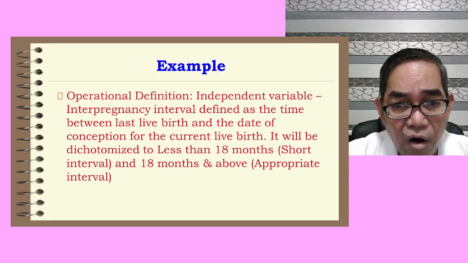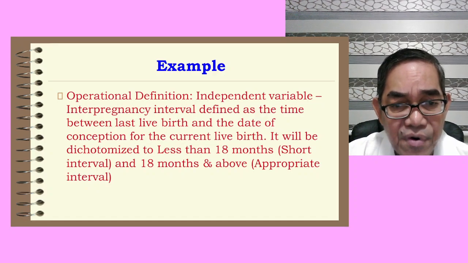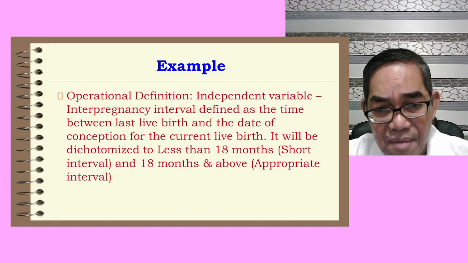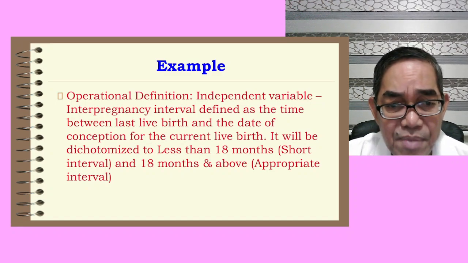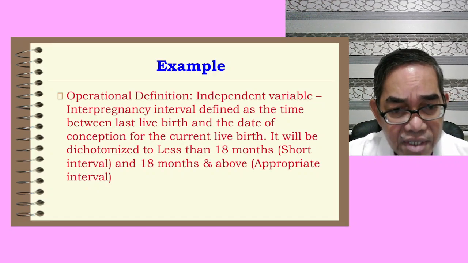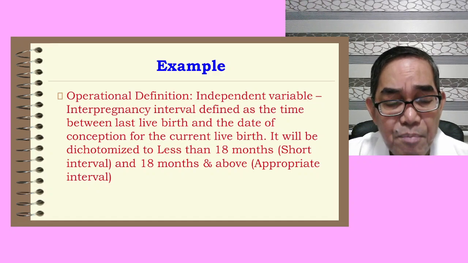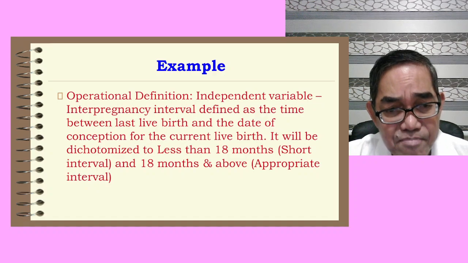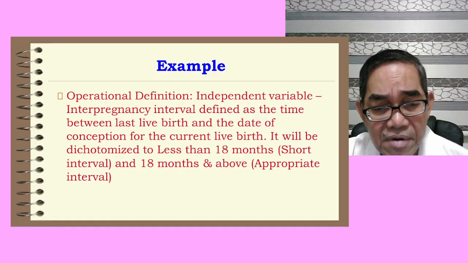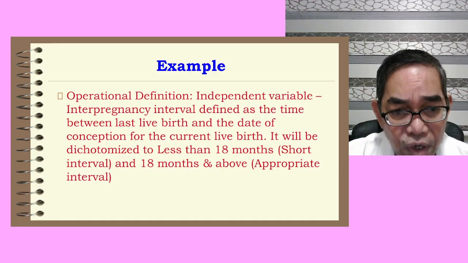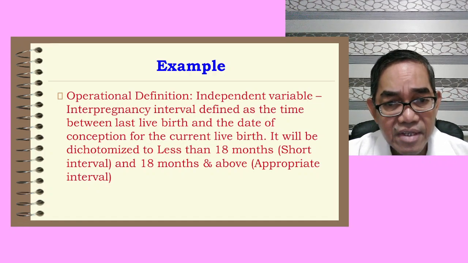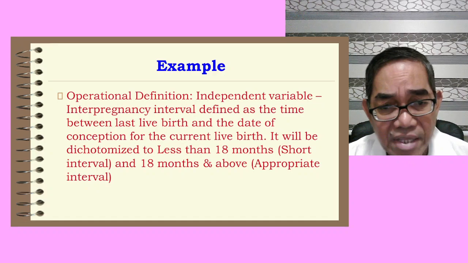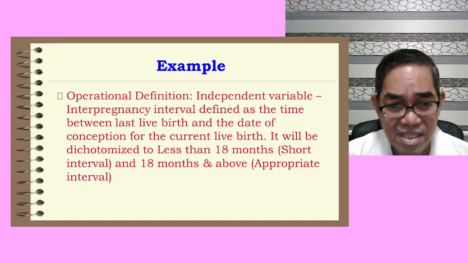So when we talk of time between the last live birth and the current live birth, we are talking of quantitative data. But it will be dichotomized, so it will be recoded to less than 18 months, short, and 18 months and above, appropriate. The independent variable, which is originally measured quantitatively, is now recoded as short or appropriate. Then the independent variable interpregnancy interval is now qualitative.